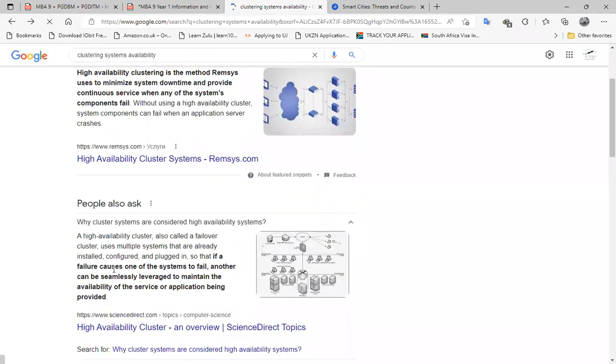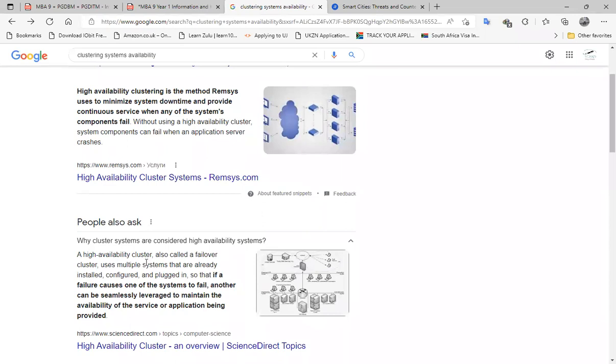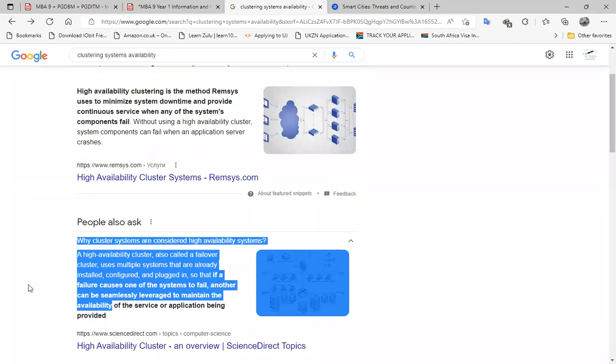Oh yeah, exactly, I think this is very good. That's what I was trying to tell you when I was talking about redundant server mirroring. A high availability cluster, also called a failover cluster, uses multiple systems that are already installed, configured, and plugged in. If a failure causes one of the systems to fail, another can seamlessly take over to maintain availability. Can you see the way availability is coming back again? Availability of the service or application being provided.